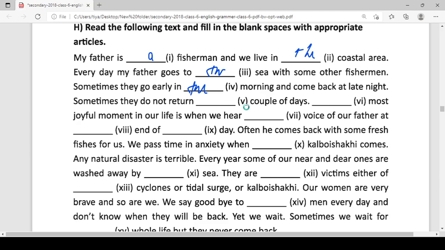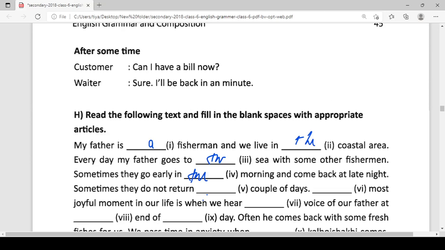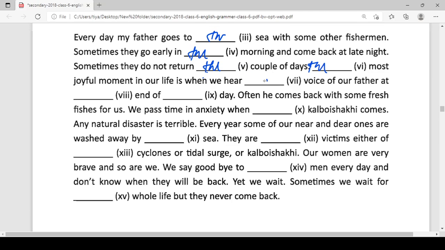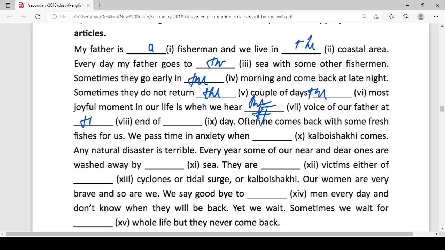And the most joyful moment, fill the in both sentences. Now we need to understand this concept also. Now, the couple of days and the most joyful moment in our life is when we hear the voice of our father. When we hear the voice, because it is talking about the particular voice, of our father.